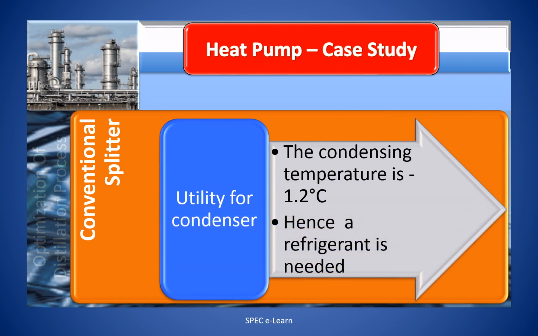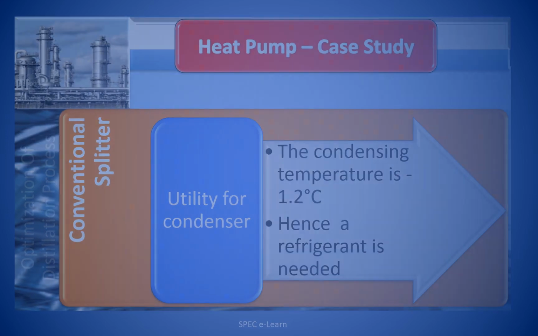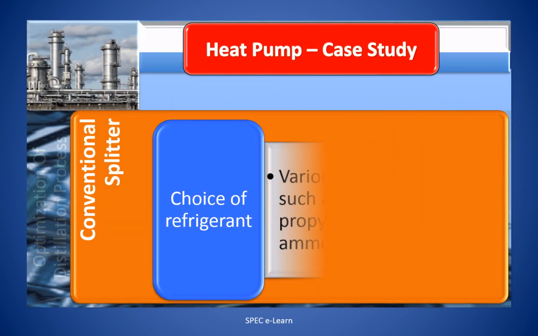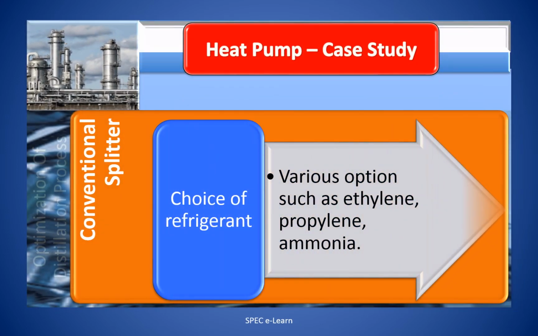As we discussed above, the condensing temperature of the overhead vapor is minus 1.2 degrees centigrade. Hence, a refrigerant is needed. The choice of refrigerant include various options. Some of the commonly used refrigerant include ethylene, propylene, ammonia, etc. depending on the temperature.